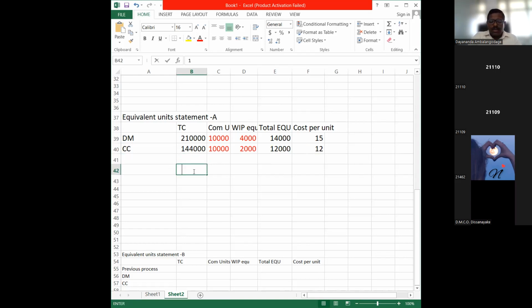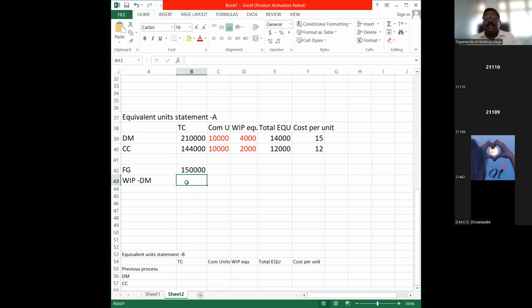Finished goods 10,000, right? 10,000 into 15 rupees, so you get 150,000. It's clear. And then the WIP, this is finished goods. WIP calculation, you can't do it straightforward. WIP direct material is the first part.